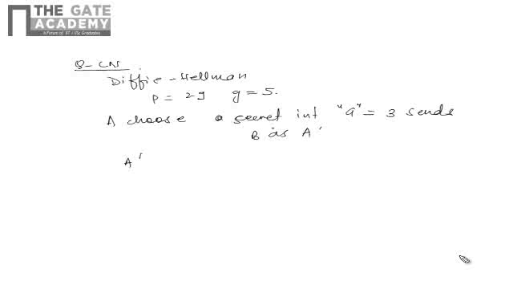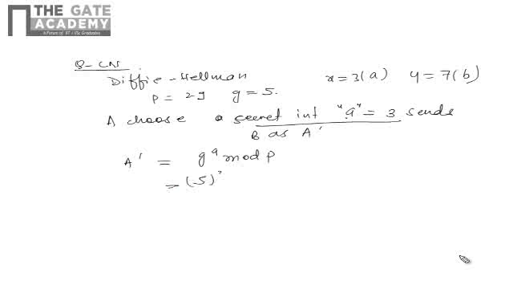This is the secret key. A is given as 3 because it has chosen the random variable X equals 3, so instead of X I am taking A. Here X equals 3, let's assume this as A, and Y equals 7, let's assume this as B. Now A dash will be G to the power A mod P, so that will be 5 to the power 3 modulus of 29. So A dash value will be 9.